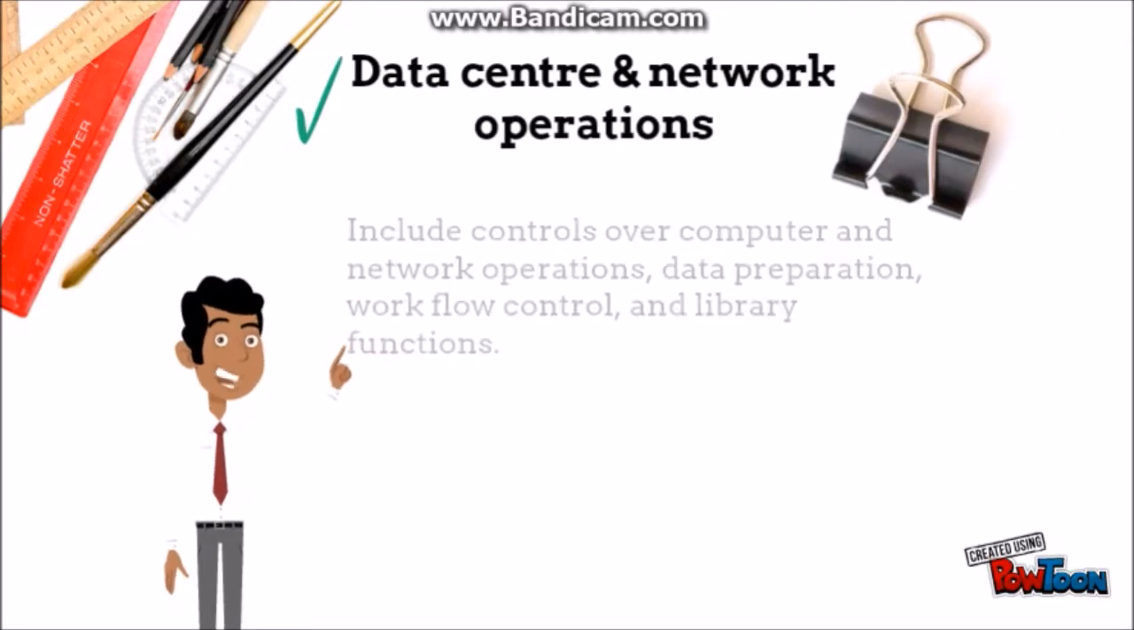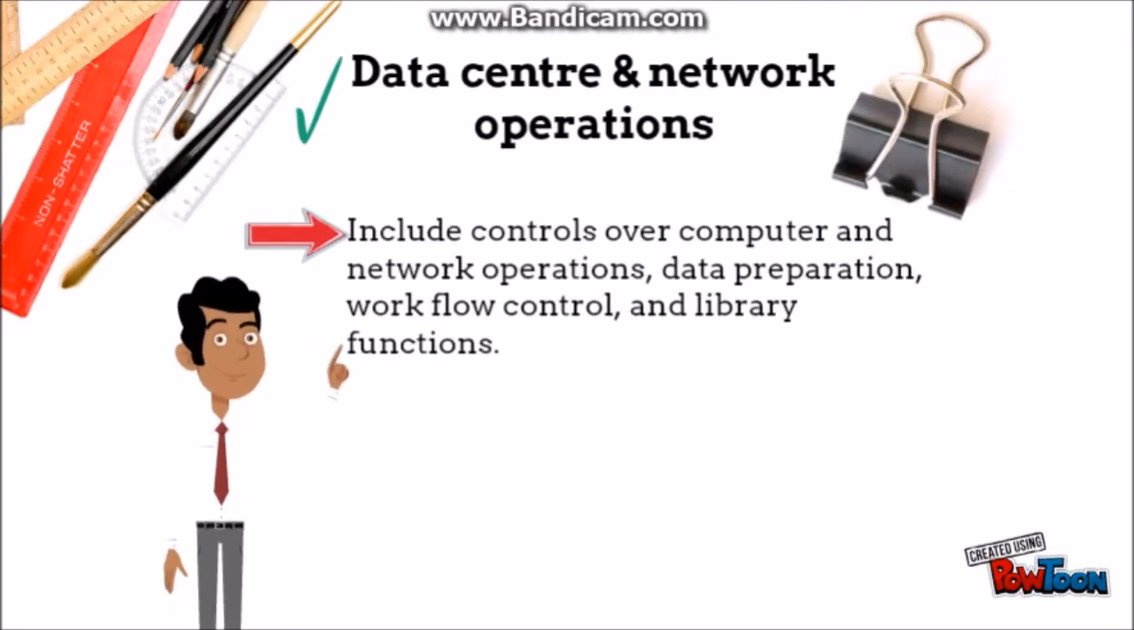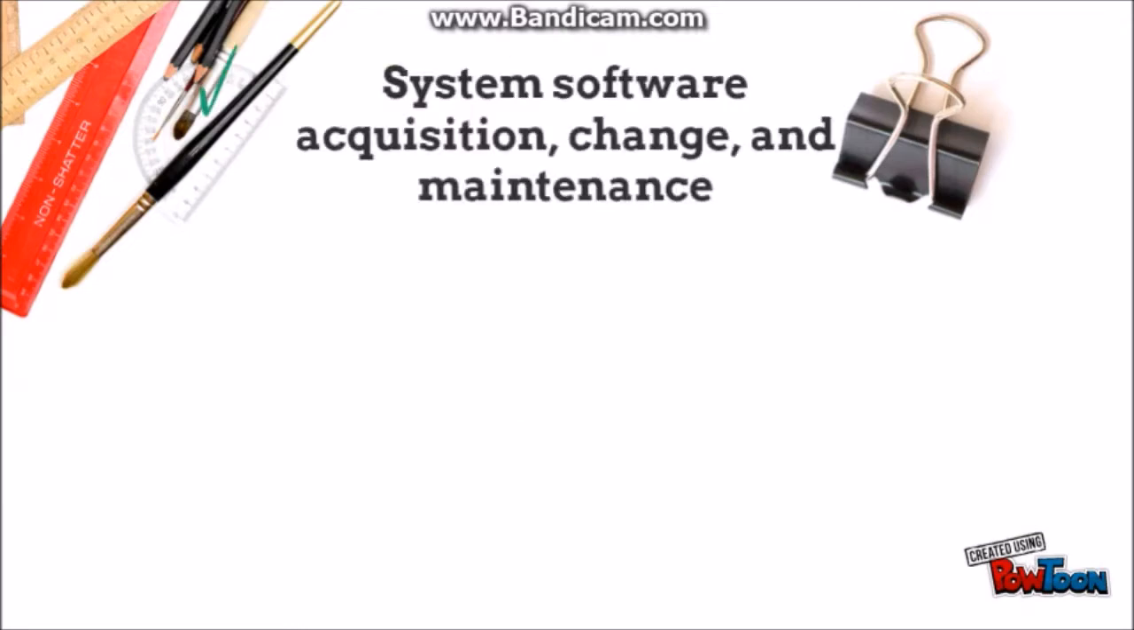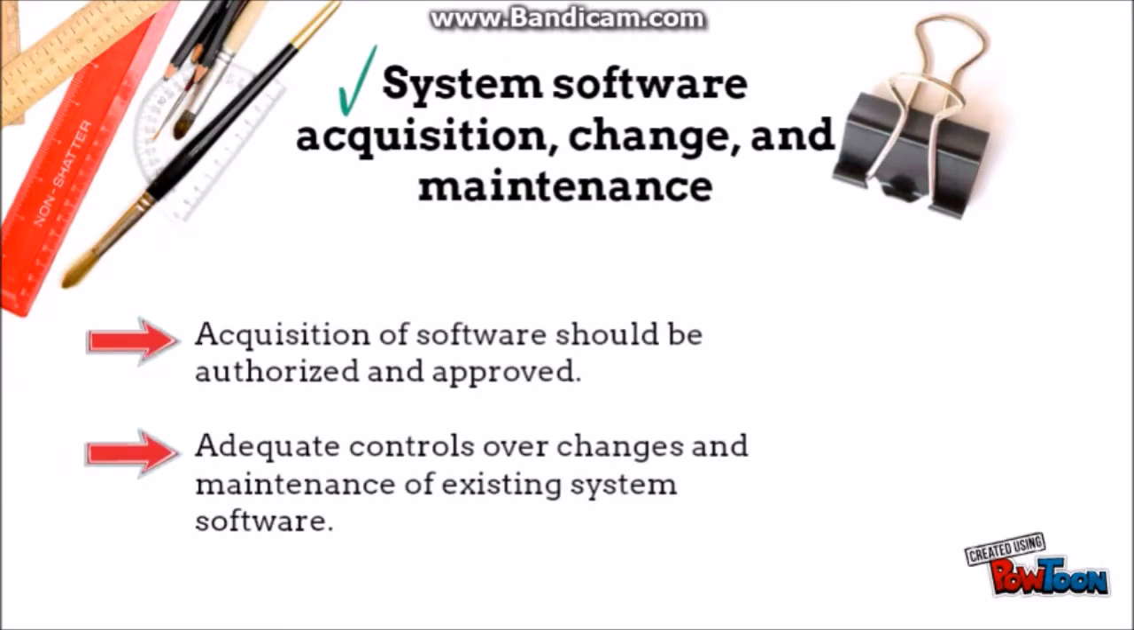For data center and network operation, these include controls over computer and network operation, data preparation, workflow control, and library functions. For system software acquisition, change, and maintenance, this acquisition of software should be authorized and approved. There must be adequate controls over changes and maintenance of existing system software.